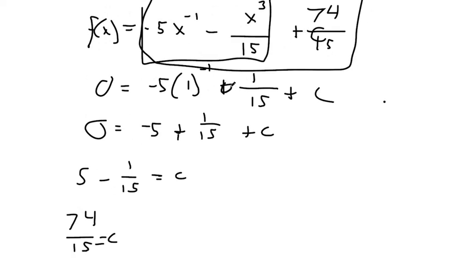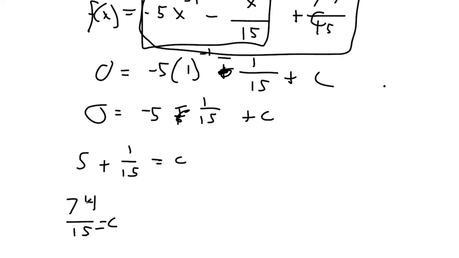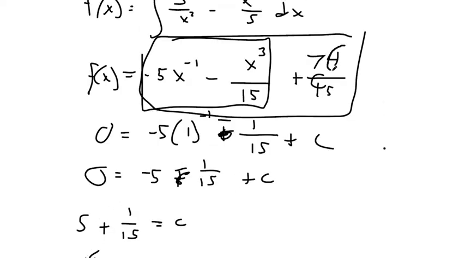Whoops, when I was reviewing the video, I caught a mistake. This should be a minus. Copied down the wrong symbol, so we should be adding that to both sides. So that'd be 76 over 15.